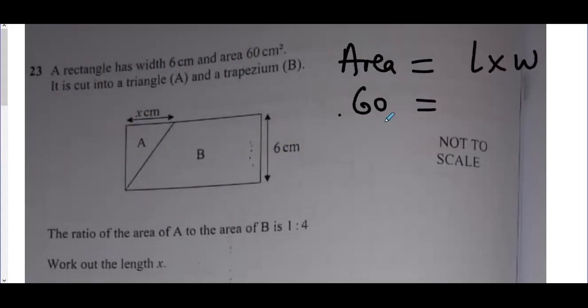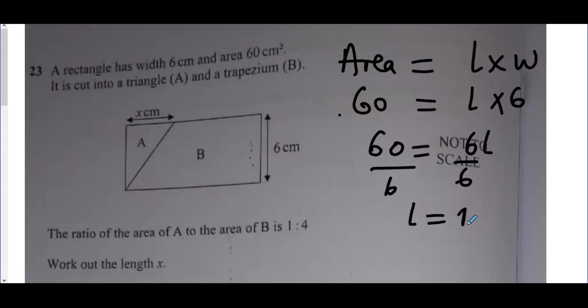So if the area is 60 and the width is 6, the length is missing. So go ahead and find the length. 60 equals 6L, divide both sides by 6, and you end up getting that L is 10 centimeters. So from here to here will be equal to 10 centimeters. Now the rectangle is cut into two other shapes.